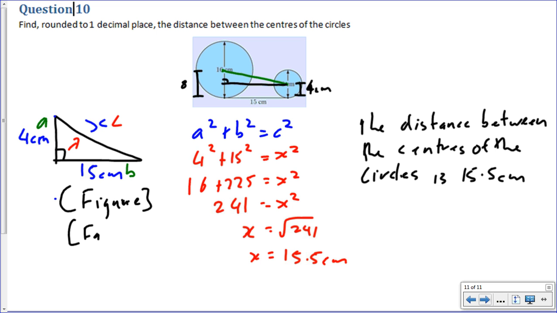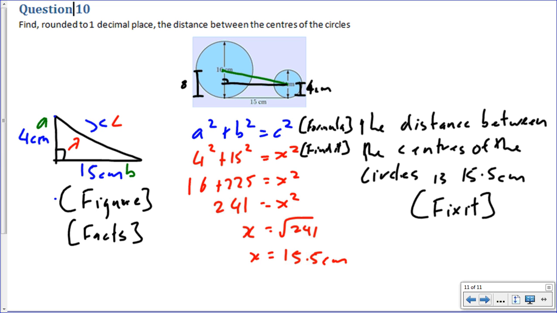we got our facts, we got our formula, we got our find it, and we've got over here our fix it. Thank you very much. That is the end of the Pythagorean revision sheet.